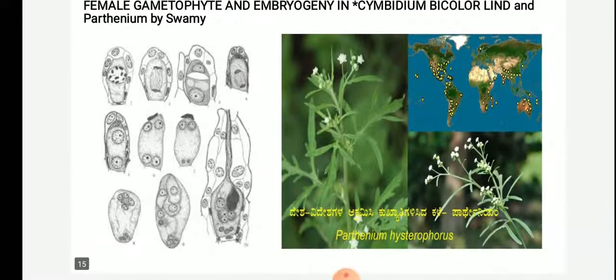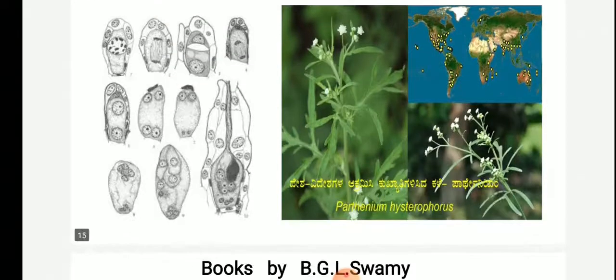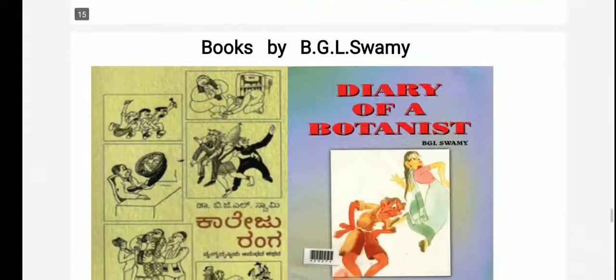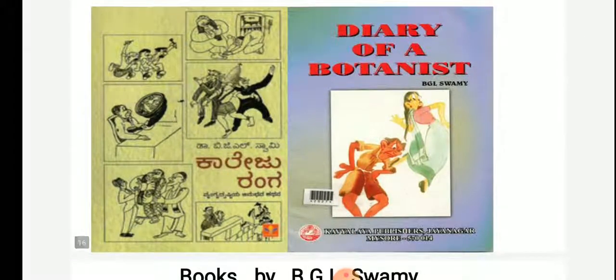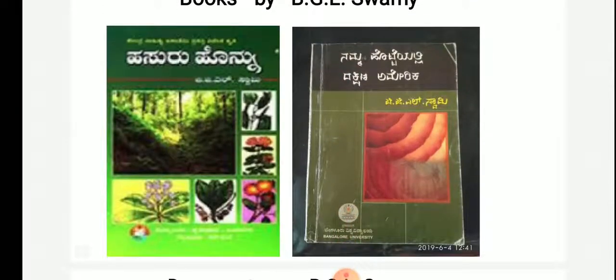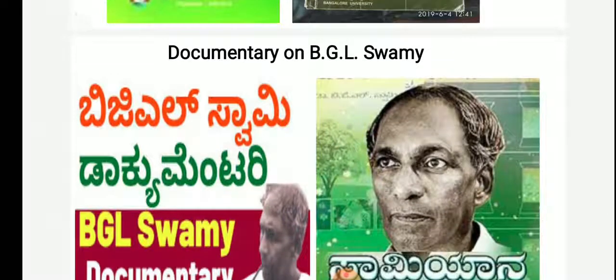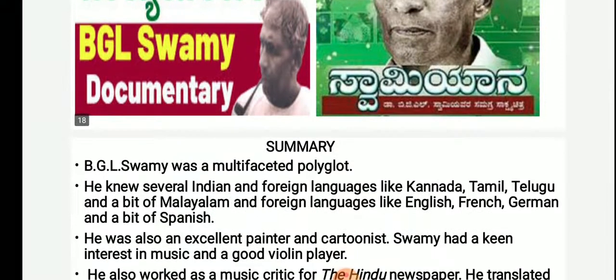So these are the female gametophytes he worked on in the plant Cymbidium bicolor, and his work on Parthenium, and some of the books written by BGL Swamy: Kaleju Ranga, Diary of a Botanist, Hasiru Honnu, Nanna Hotteli, Dakshina America. Documentaries are also available on YouTube on BGL Swamy, Swamiyana. BGL Swamy documentary is available on YouTube.